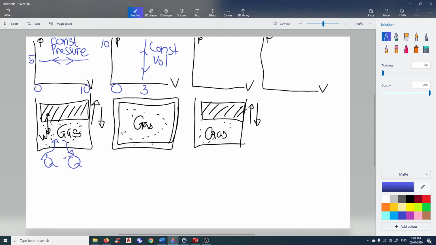In the constant volume, the boundary is closed like that. So there is no change in volume. The volume is always the same. So when you supply heat into it, because the volume is the same, then what happens is the pressure goes up and up. If you cool it down, the volume is always the same, but the pressure goes down.